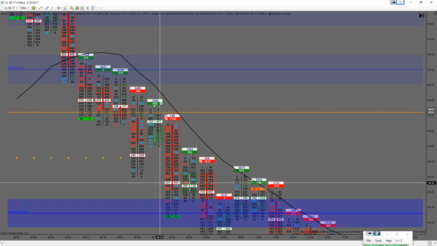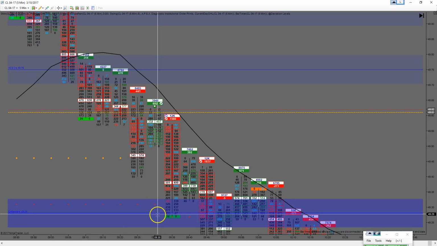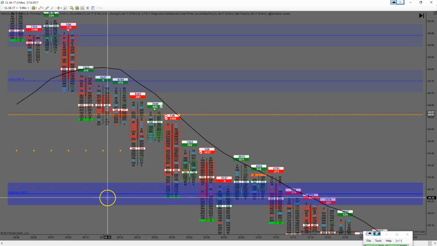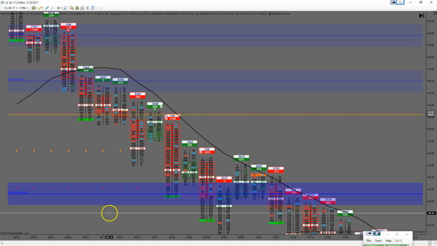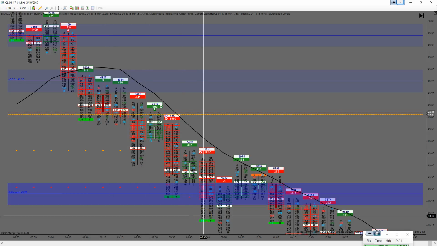Count back 9 to 19. Let's see here, 38, 28, 29 would have been the 9 threshold. 19 would have been the 19. Okay, this would have been the 19 threshold down here. So it may or may not have worked.